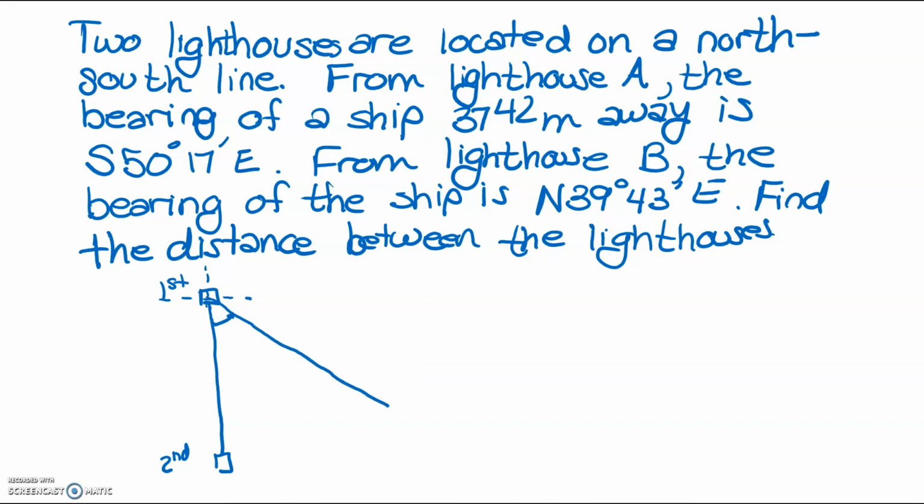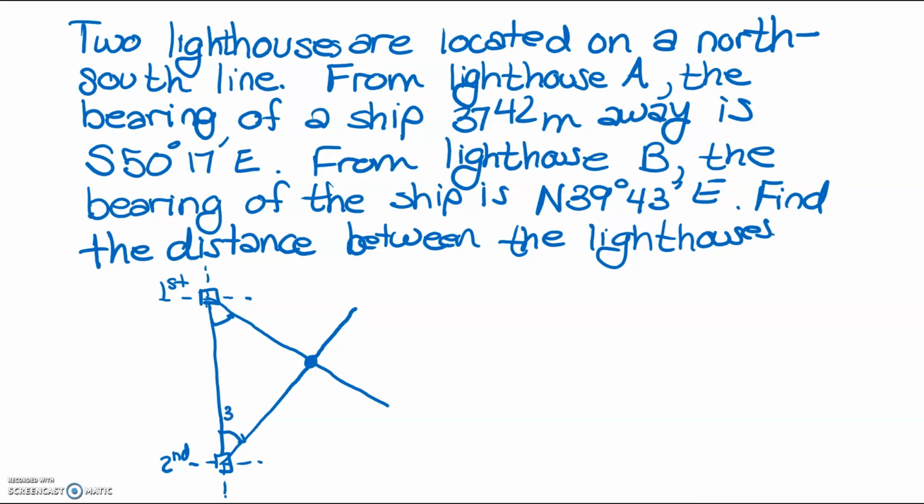From Lighthouse B, the bearing of the ship is north 39 degrees 43 minutes. So if I draw my north, south, east, west, starting north and moving towards east, 39 degrees 43 minutes, somewhere along this line is the ship. So this is where the ship is. It's where the two lines intersect.